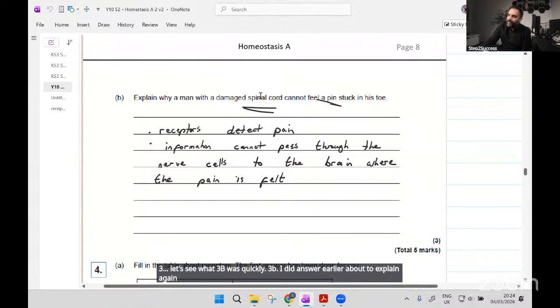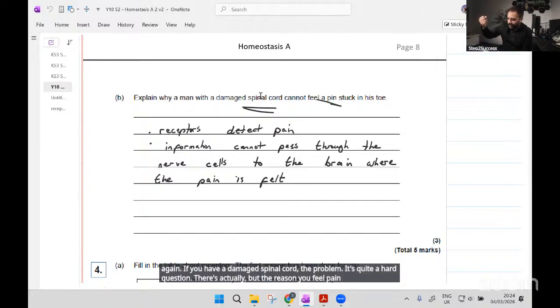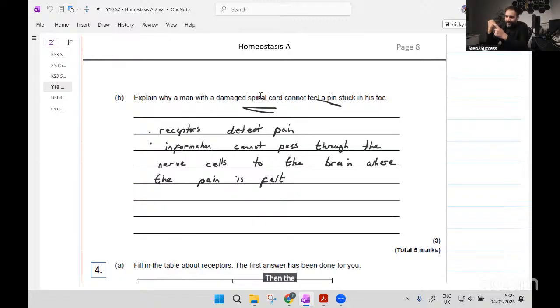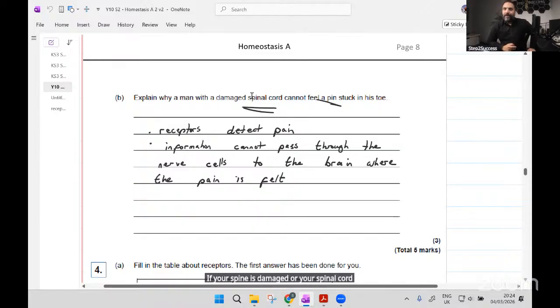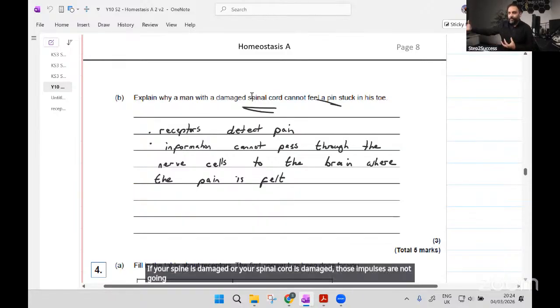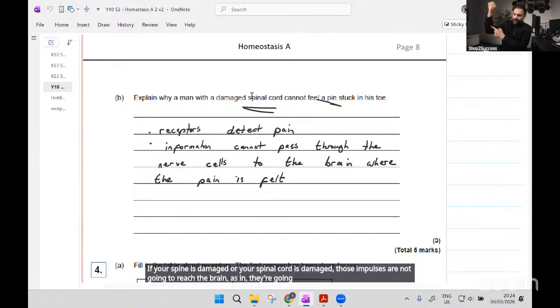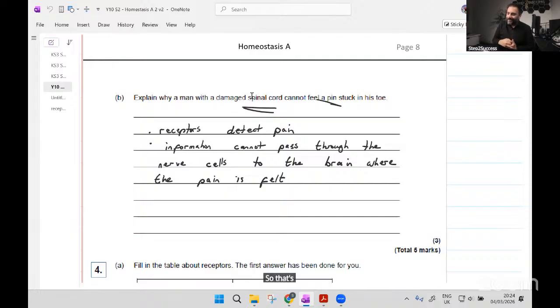If you have a damaged spinal cord, the problem, it's quite a hard question, this actually, but the reason you feel pain is because if I bang my hand on the table right now, then the receptors in my skin are detecting that pain. They are sending impulses to my brain, and my brain is detecting that pain. If your spinal cord is damaged, those impulses are not going to reach the brain, as in they're going to travel from here to the central nervous system, but won't go up to the brain because the spinal cord is damaged, which means that I won't feel the pain because they have to reach the brain for me to feel the pain. So that's essentially the answer to that question.